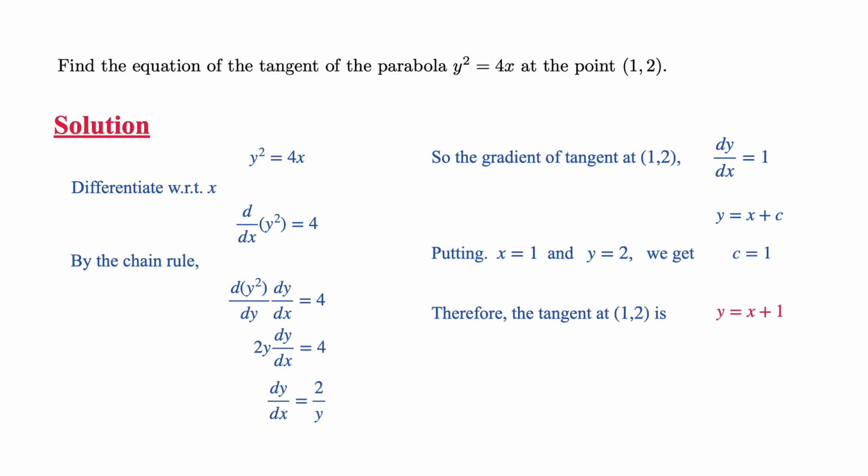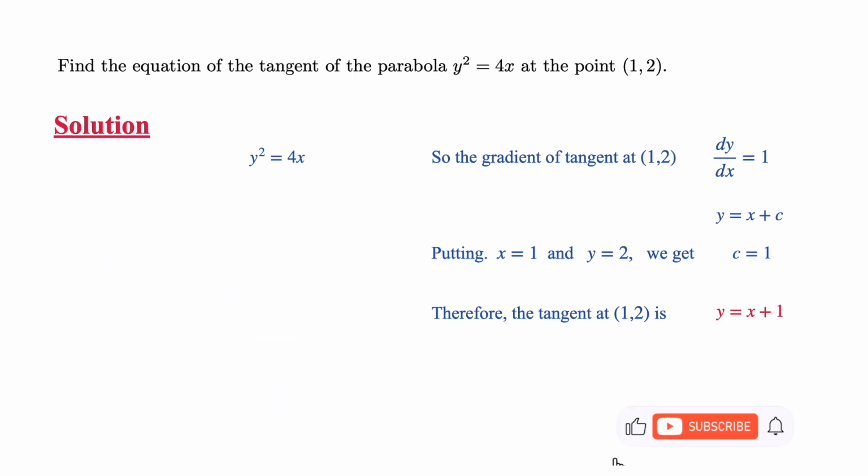Implicit differentiation is not the only way to find dy by dx. Notice that the parabola is a function of y but not a function of x, because a single value of x can be mapped into two values of y. This is a one-to-many mapping.